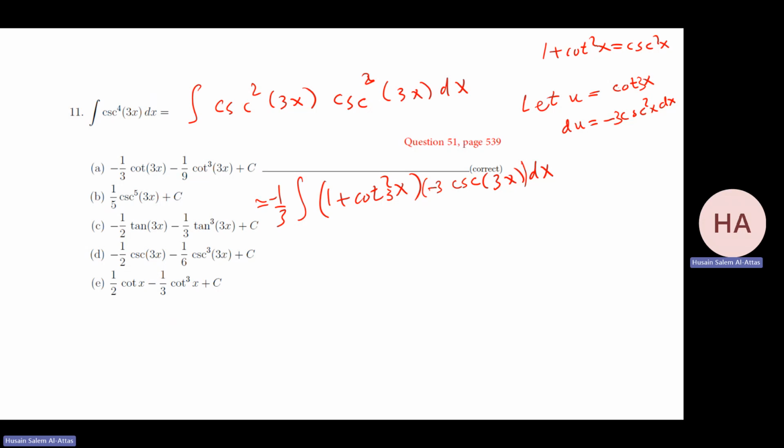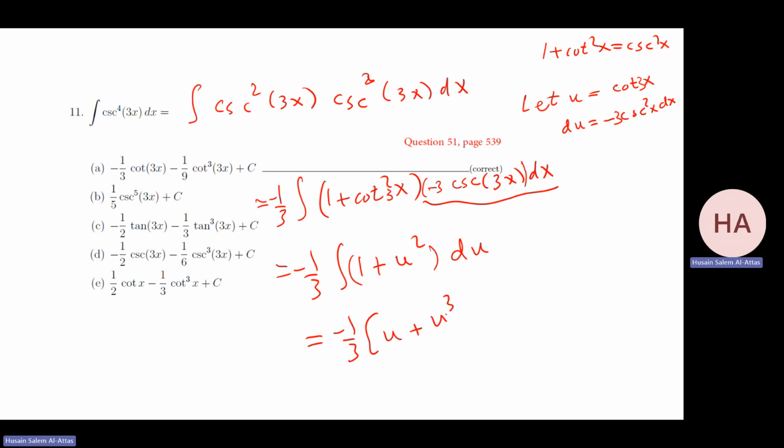Yeah, now it's ready. So that will be minus 1 over 3 of what? 1 plus u squared. Now this becomes du. I multiply minus 3 by minus 1 over 3. So 1 plus u squared du. That will be minus 1 over 3, u plus u cubed over 3, plus c. Minus 1 over 3 cotan 3x, which is my u, minus 1 over 9 cotan cubed 3x plus c, which is this one.